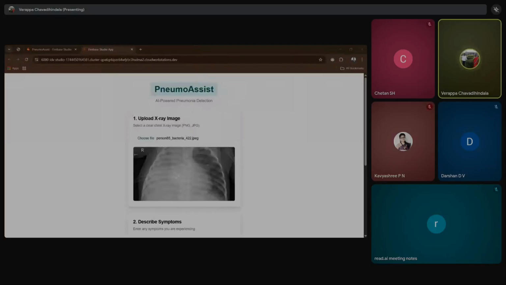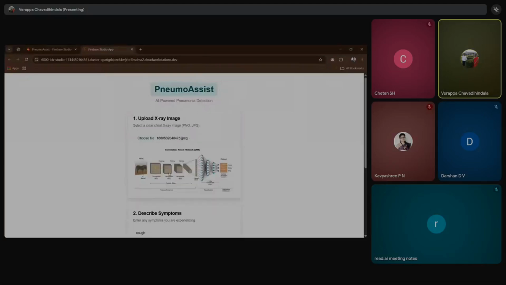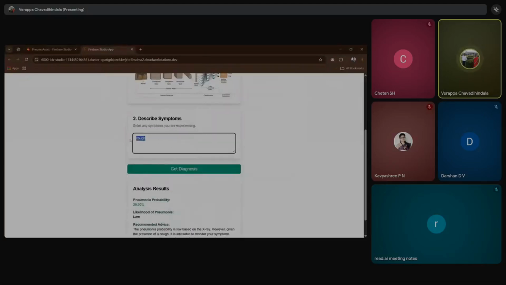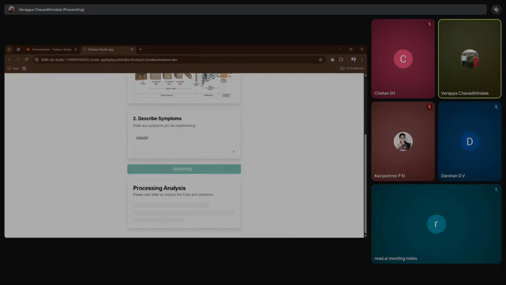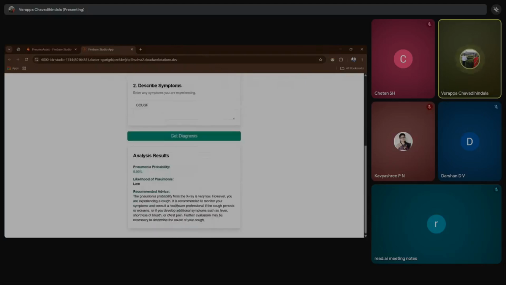If I upload this image and then enter cough, get diagnosis, that's why it's taking too much time. Pneumonia probability is zero, liquid pneumonia is 0, ma'am. That means it is unable to recognize whether it is an X-ray image or not, and probably it is giving the right output, right?